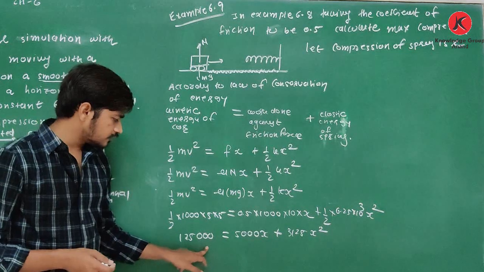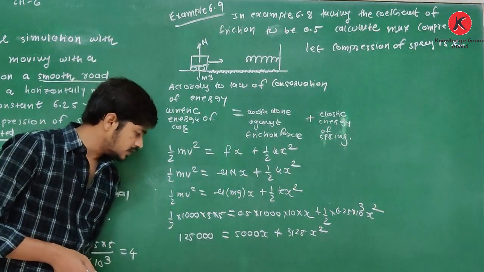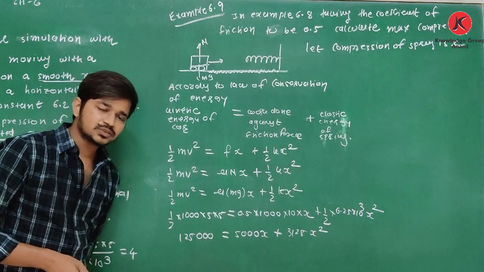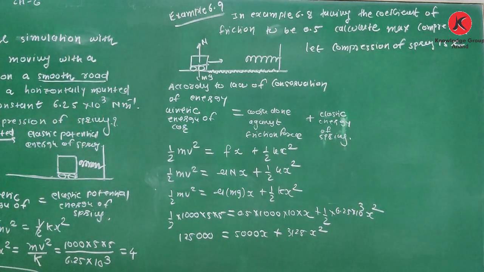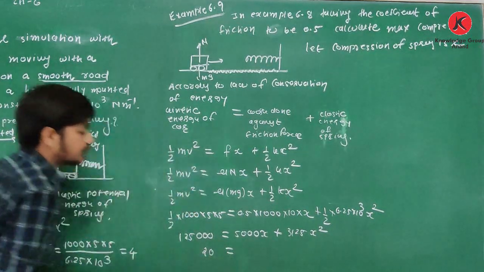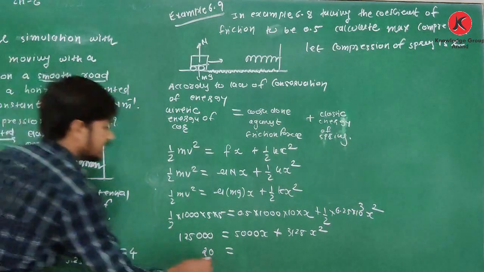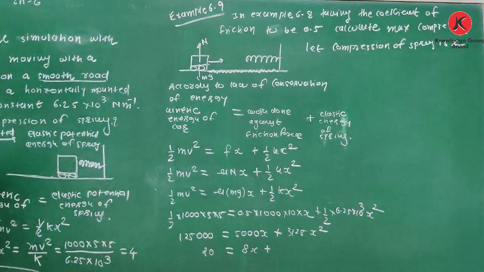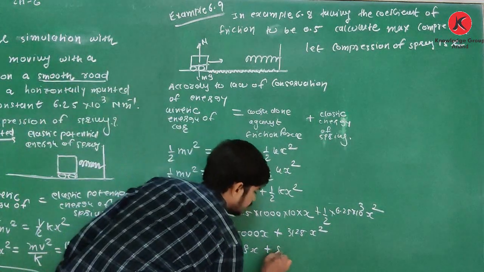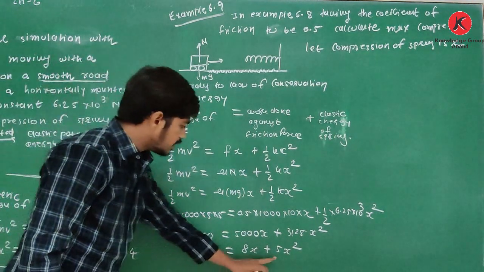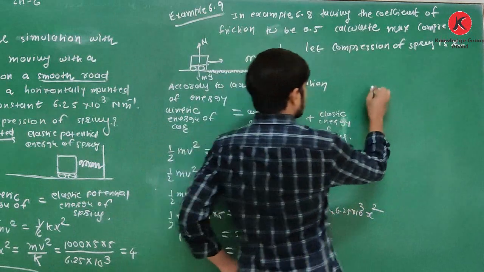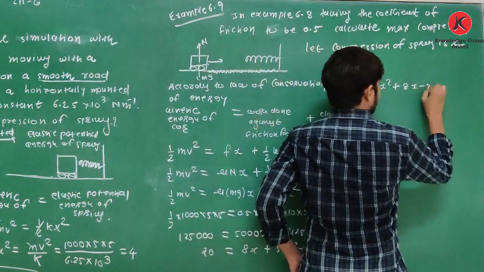Now we have 125,000, 5000 and 3125. If we divide this equation by 625, what will we get? 125,000 divided by 625 gives 20. 5000 divided by 625 gives 8x. And 3125 divided by 625 gives 5x square. Clear about this? So 5x square plus 8x is equal to 20, and I can write this equation as 5x square plus 8x minus 20 is equal to 0.